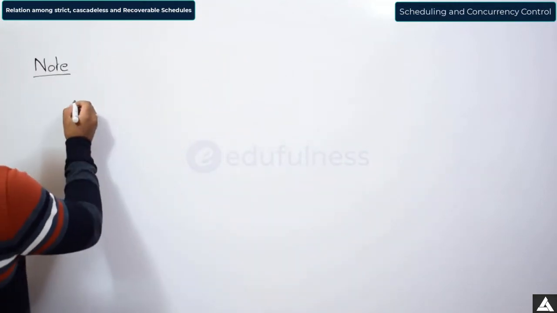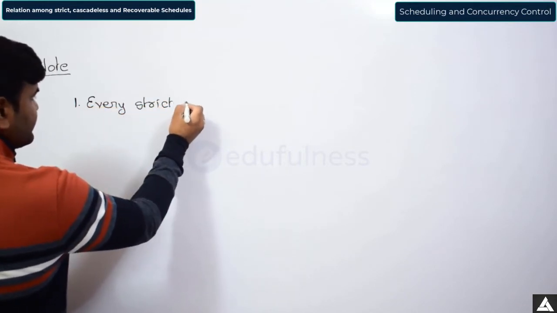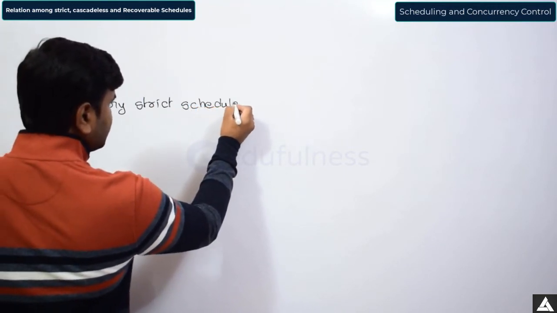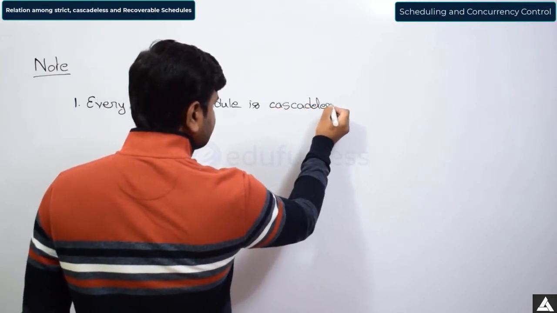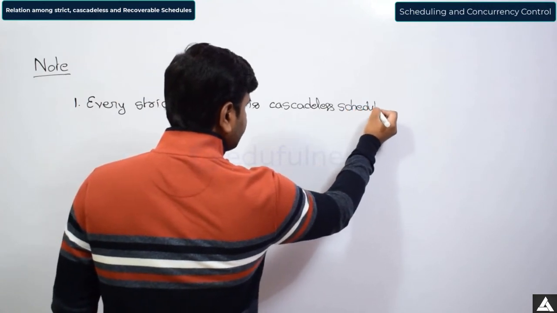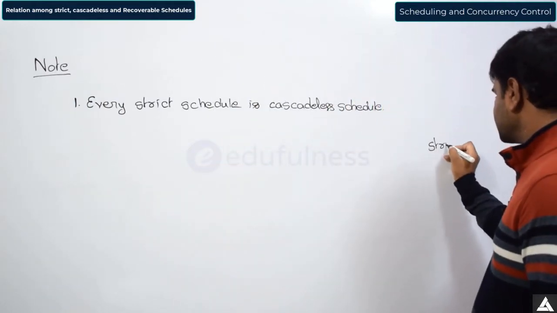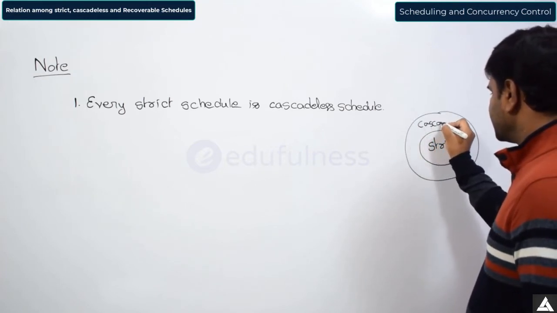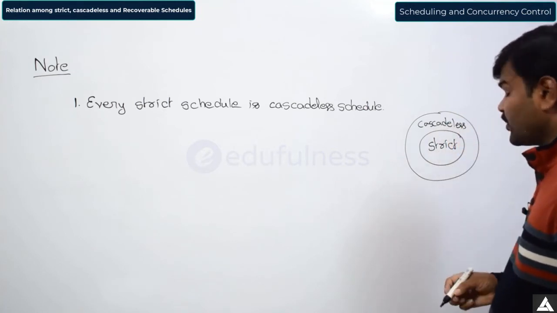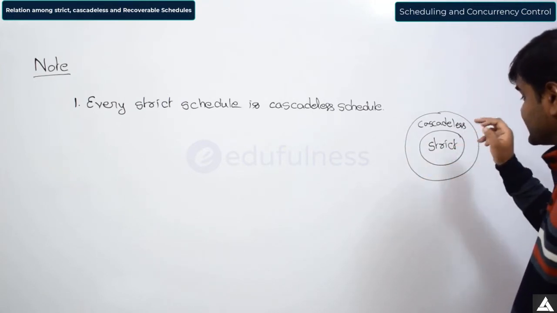So if you take strict schedules, the first point is: every strict schedule is a cascadeless schedule. Okay, so what you can write down? Here, strict schedules are cascadeless schedules. Cascadeless means you don't need to roll back if any transaction fails. So every strict schedule is a cascadeless schedule.